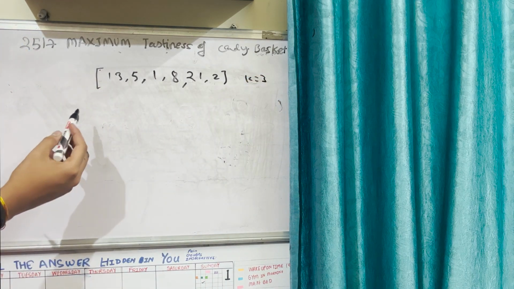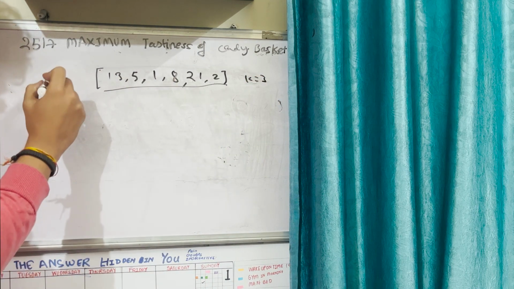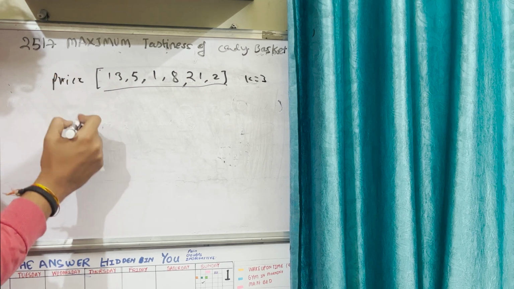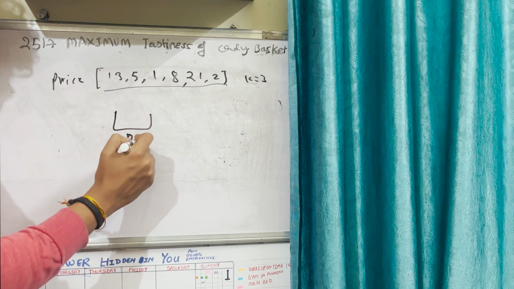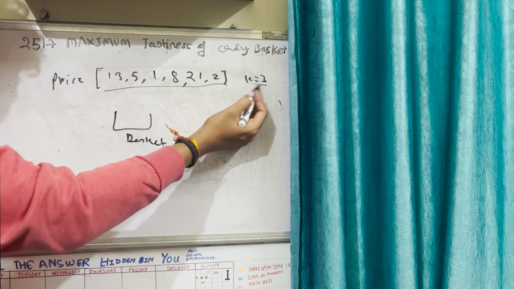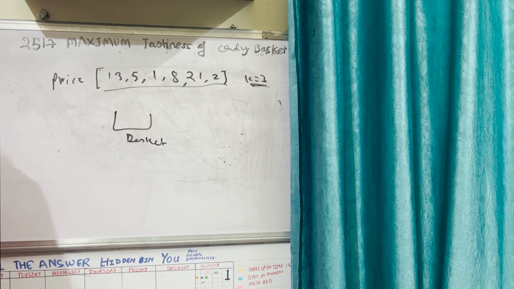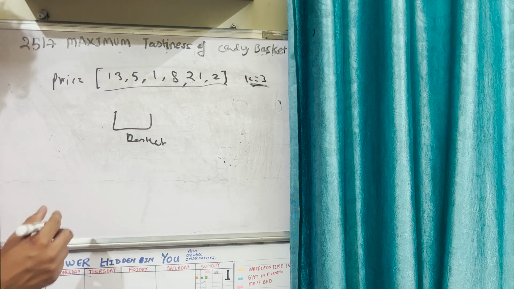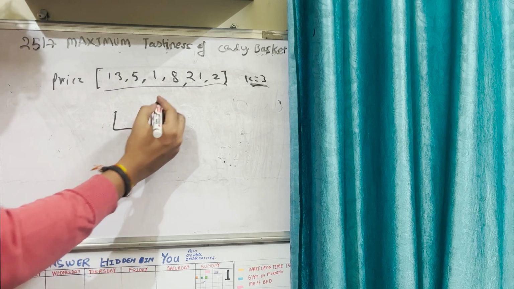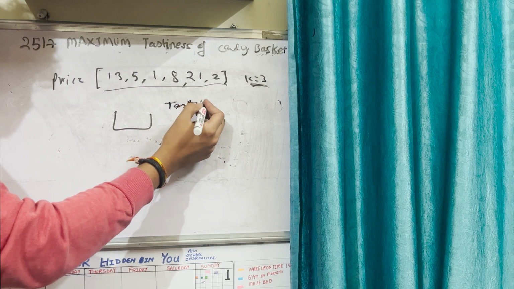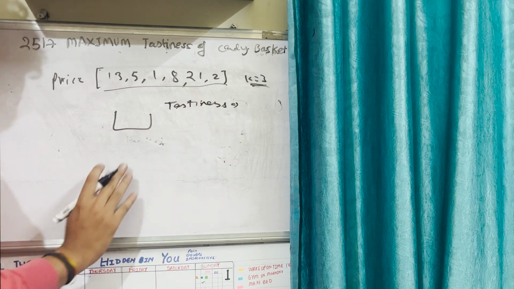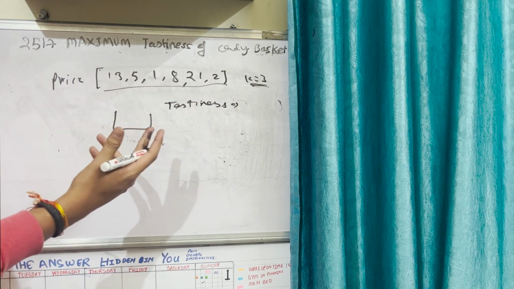So this is a question. You are given this array of prices of different candies. You have to make a basket, you can say, of size k, where you can have 3 different candies. So what this question is asking, there is a term tastiness, which is the smallest absolute difference of the price of any 2 candies in the basket. If you didn't understand, let me explain. There is a term tastiness, which is the minimum absolute difference of the candies you are taking.